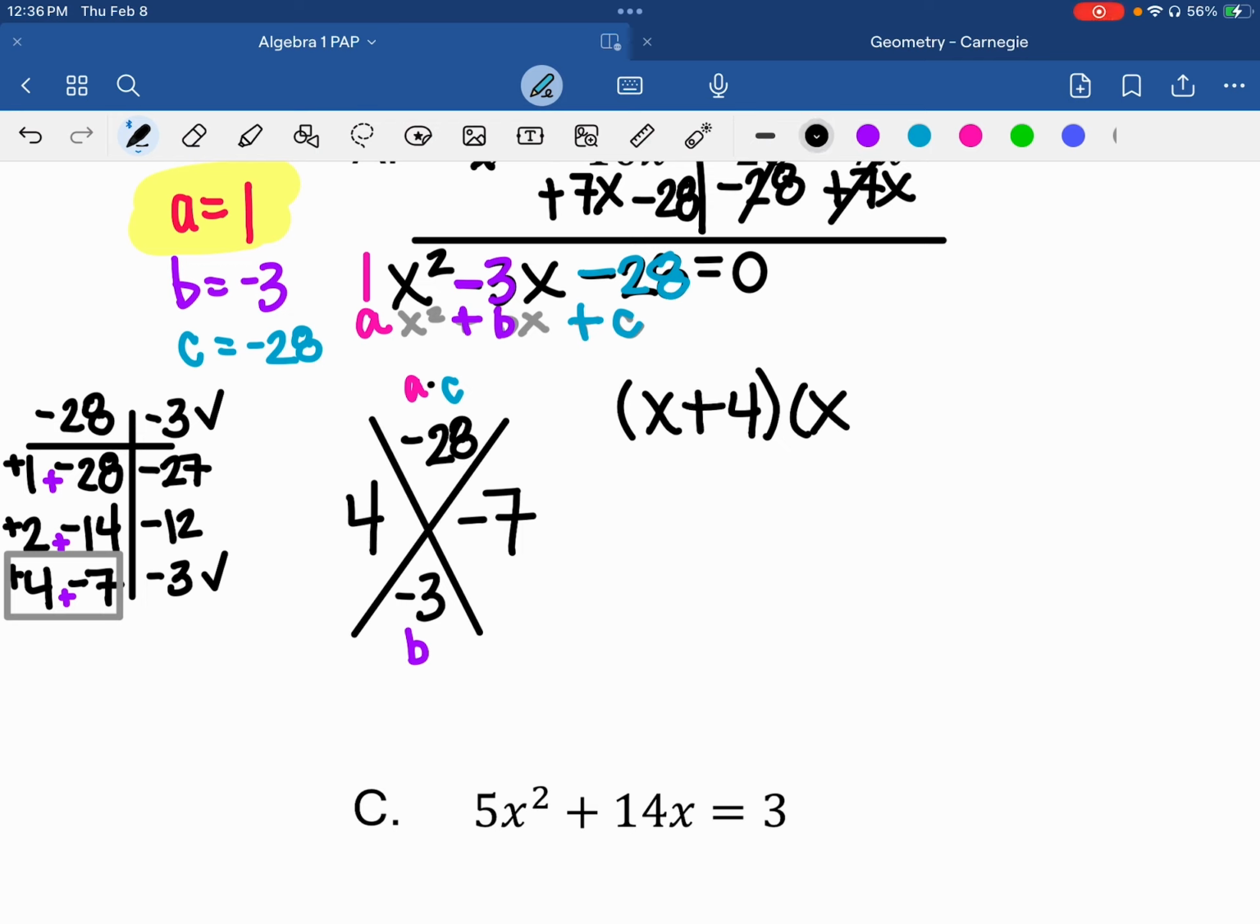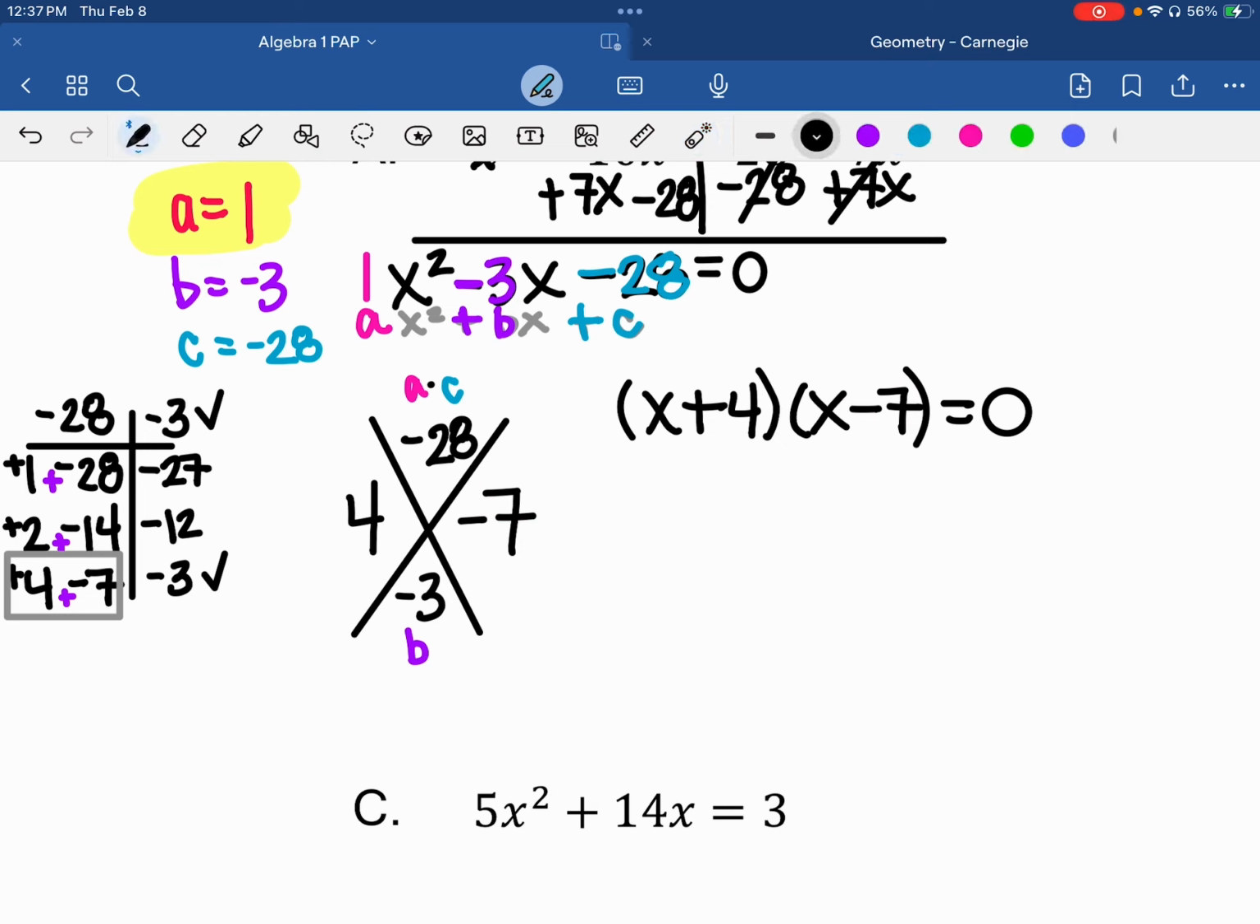It's +4, so you leave it as x plus 4. It's -7, so you write it as x minus 7. You don't have to worry about the p and q. I'm just referring to it because that's what your factor should look like. All right, so your factor is +4, so you're going to put x plus 4. Your factor is -7, so you're going to put x minus 7.